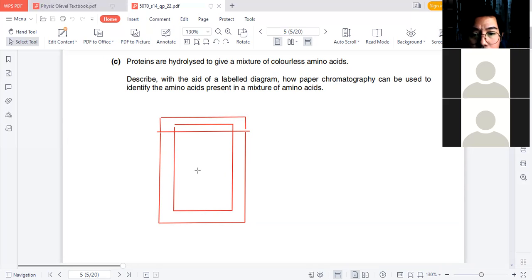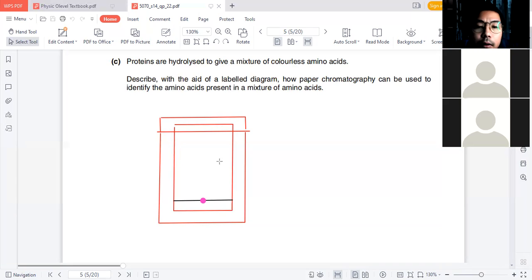Then I'll take my pencil. You have to use a pencil to draw the baseline, or the starting line. So I'm going to use a black line. After that, you have your particular sample. So sample here. I should use a different color, so I'm going to use purple. So put a sample on that.